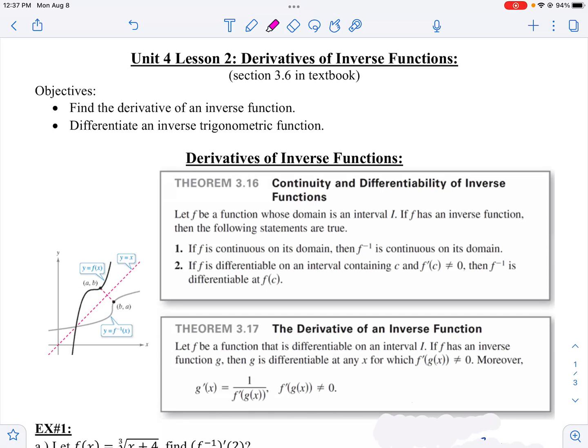All right, by now you should know all different types of derivative rules. You should be able to take the derivative of all different types of functions, including implicit differentiation that we learned in last section. In this section, 4.2, we're going to talk about the derivative of inverse functions.